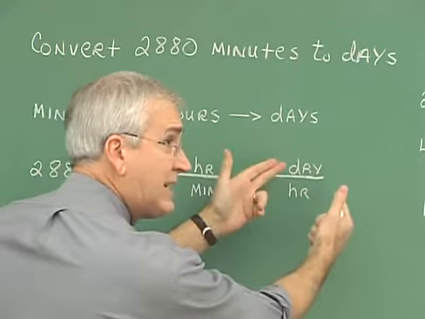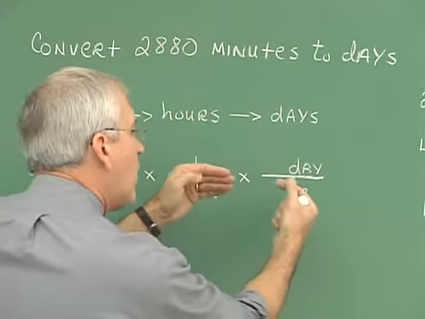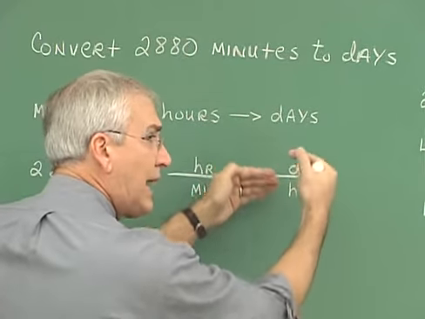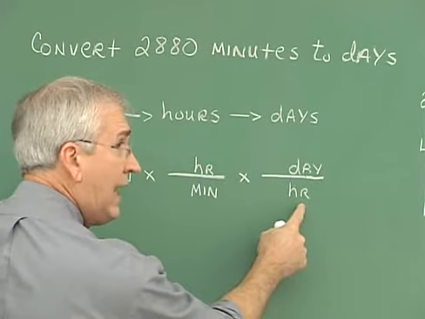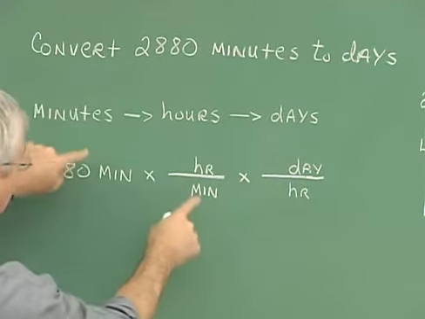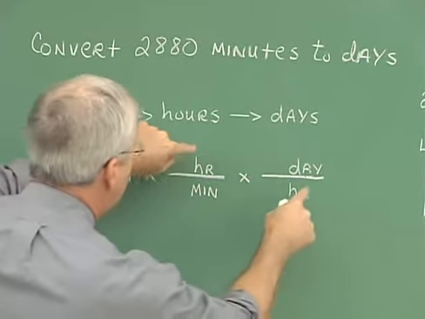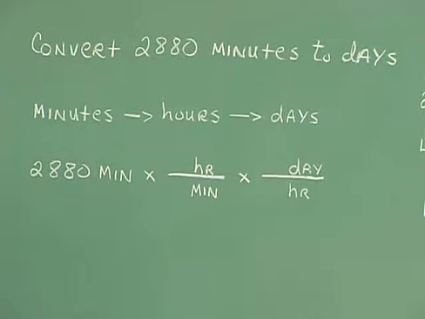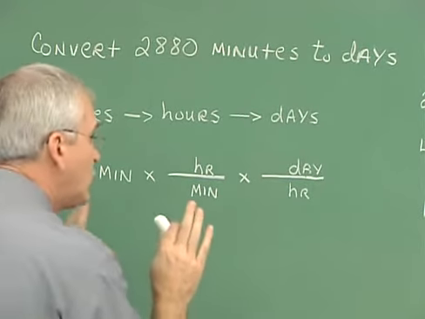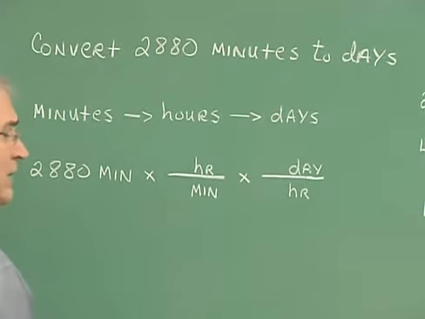You see, we're converting to days, and we want this conversion, this idea of a relationship between hours and days, so that the hours will cancel and we'll end up with days. You see, we get a cancellation here for the minutes, cancellation here for the hours, and we end up with a unit of days. And so that's how we kind of structure our multiplication process here.